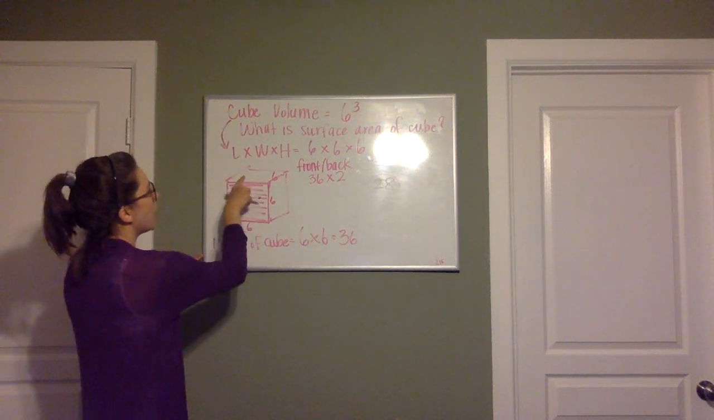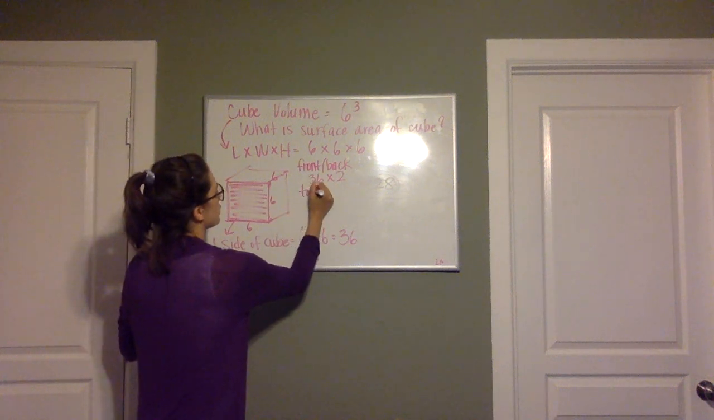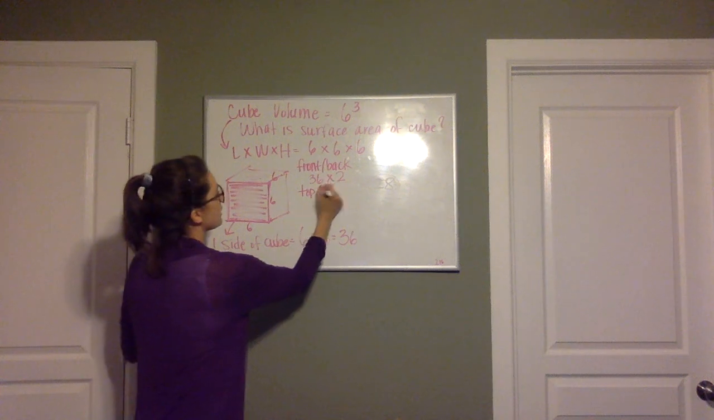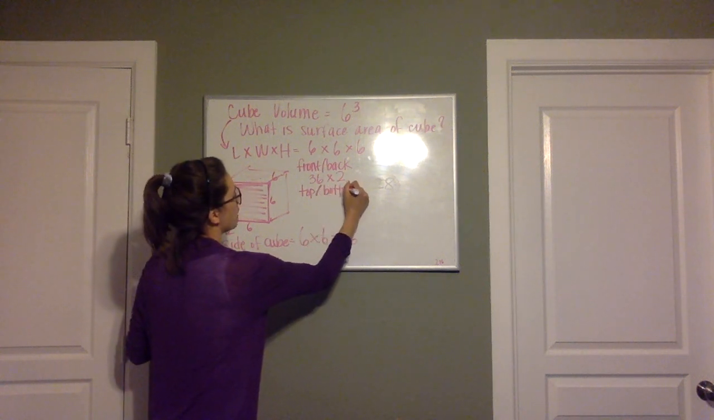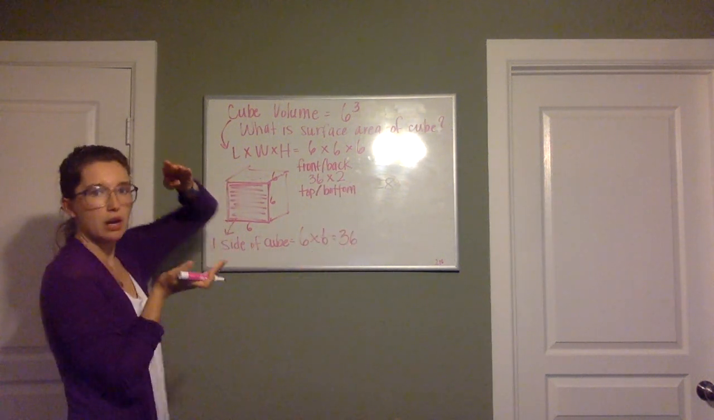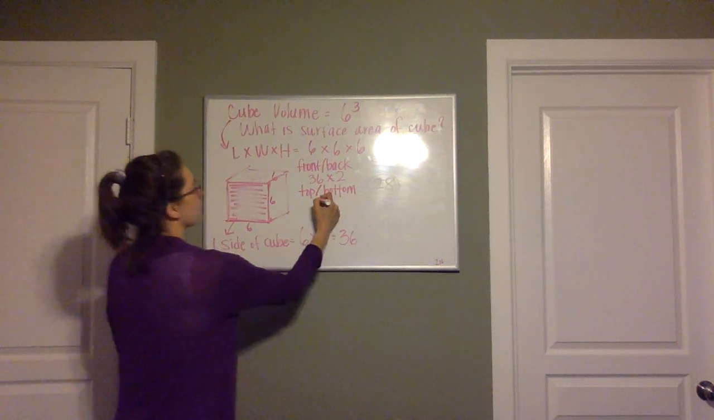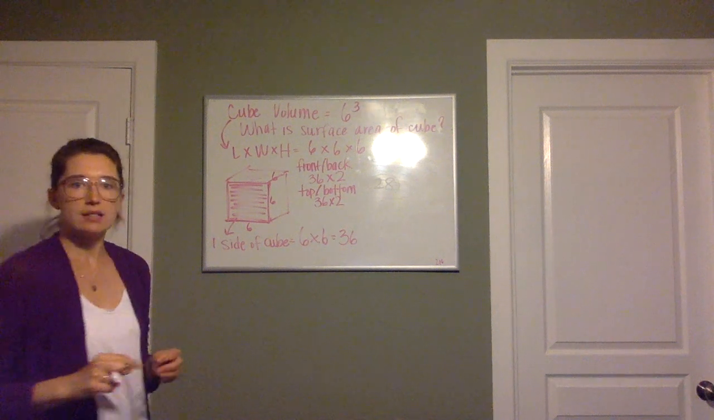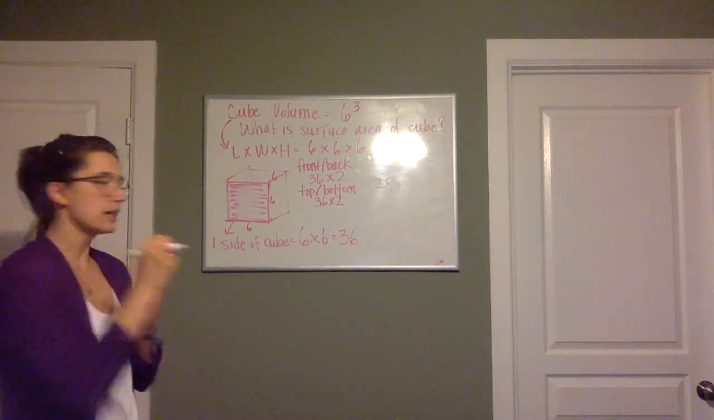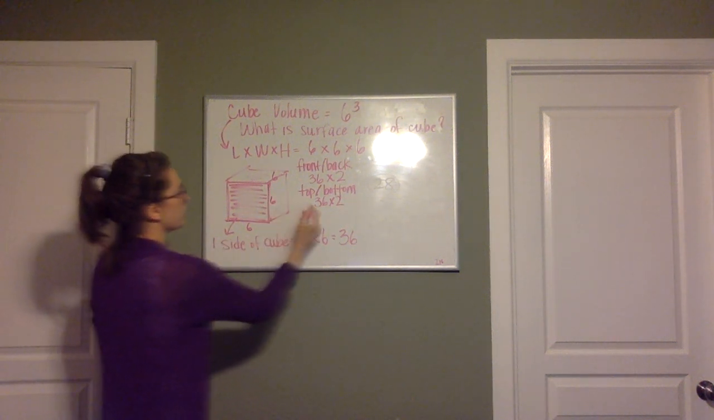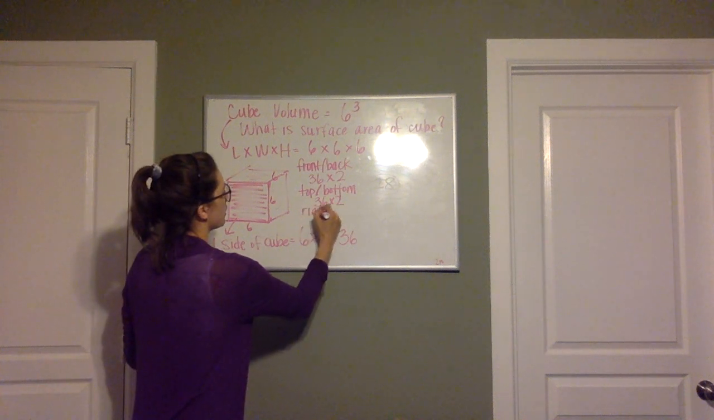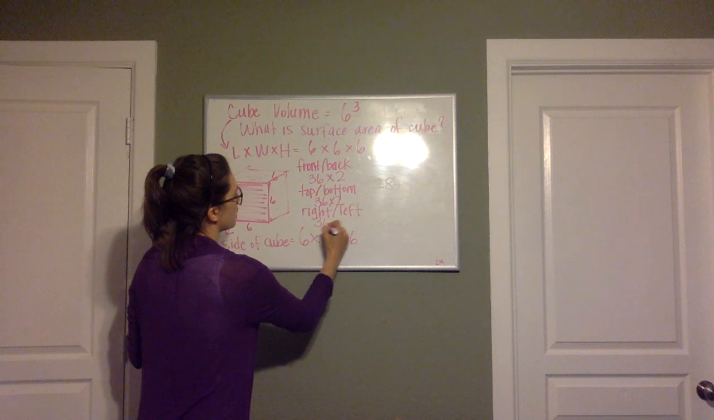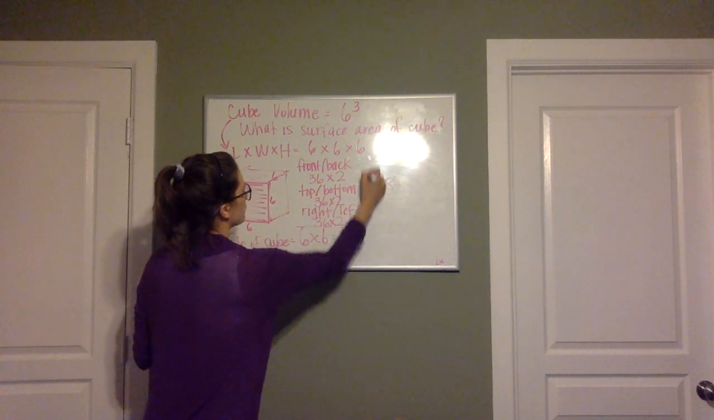Then that means this top is 36 because it's a 6 by 6. And that means there's also a matching bottom, right? Top and bottom to my cube. So that's another 36 times 2. And here on my right side, I have a 6 by 6, which is 36. So that means my corresponding left side is going to be 36 times 2.